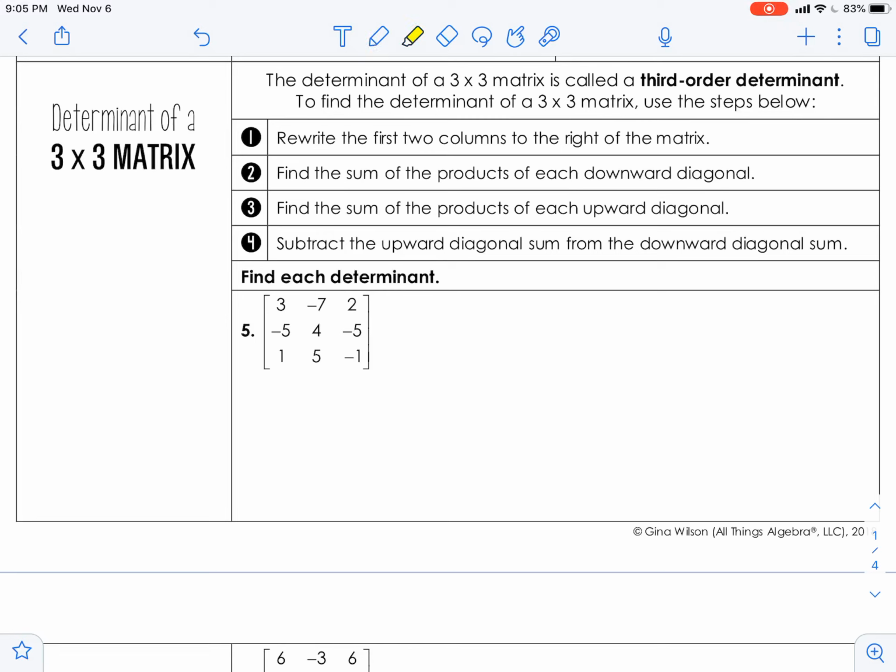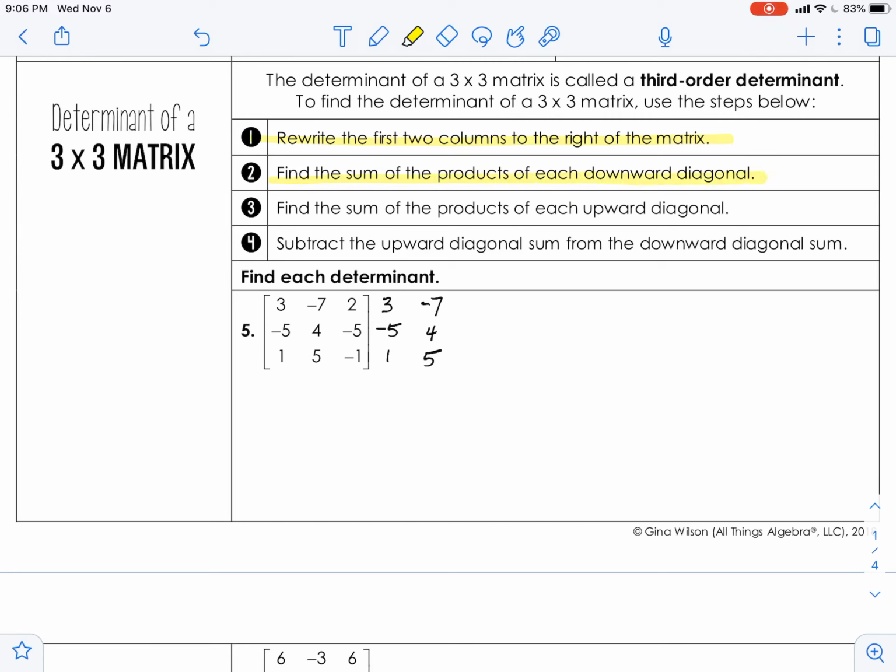So the first step is to rewrite the first two columns to the right of the matrix. So what we mean by that is these are my first two columns. I'm going to just rewrite them over here. 3, -5, 1, -7, 4, 5. So that's my first step. We're just going to rewrite those first two.